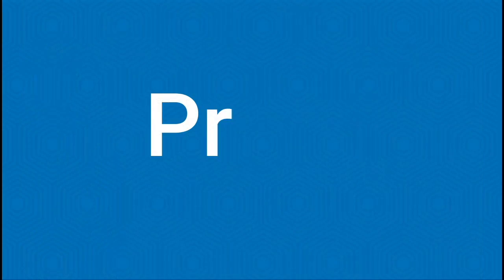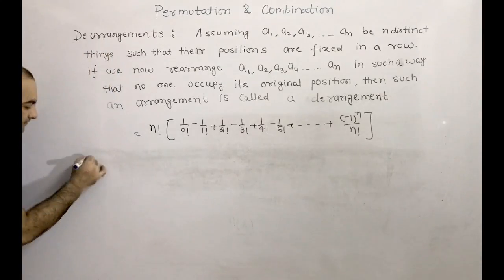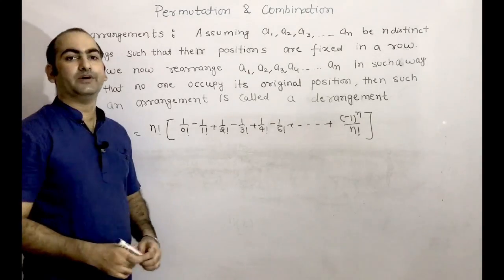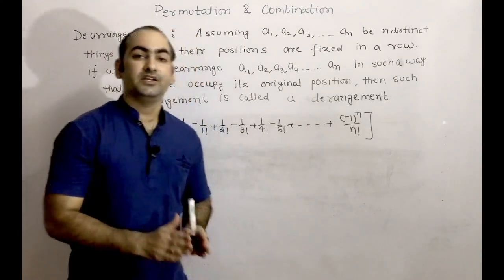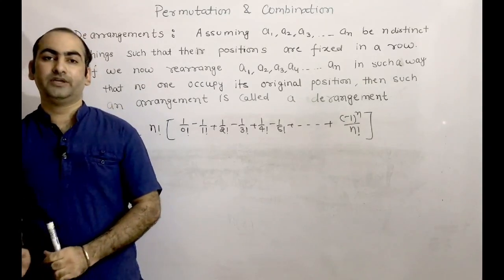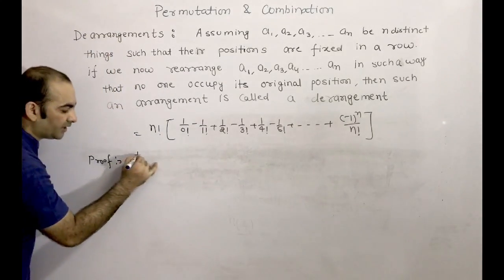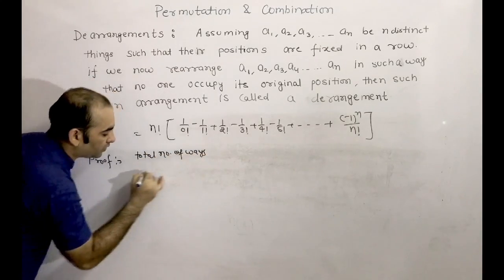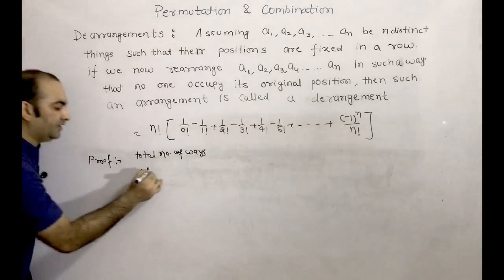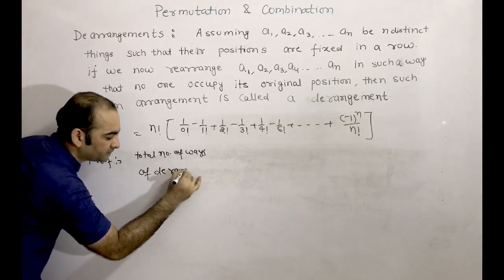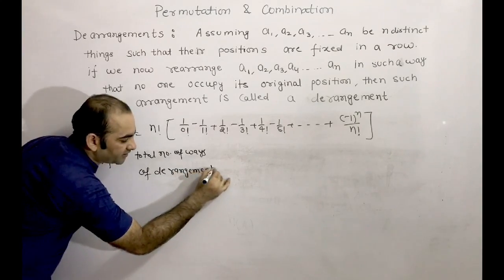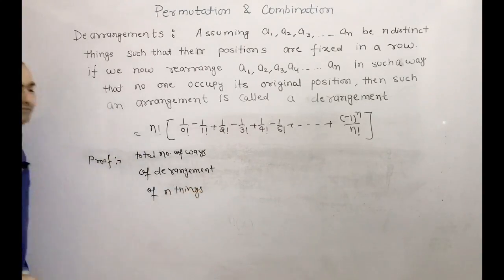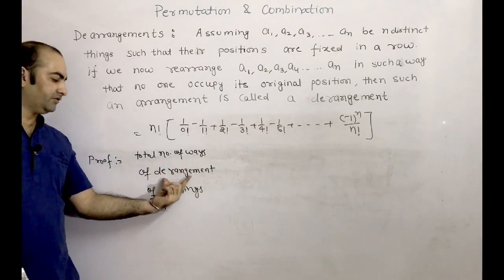Now we are discussing the proof of derangement. So what is the proof? We want the total number of ways of arranging n things in such a way that none of the things goes to its correct place. So we want the total number of ways of derangement of n things.